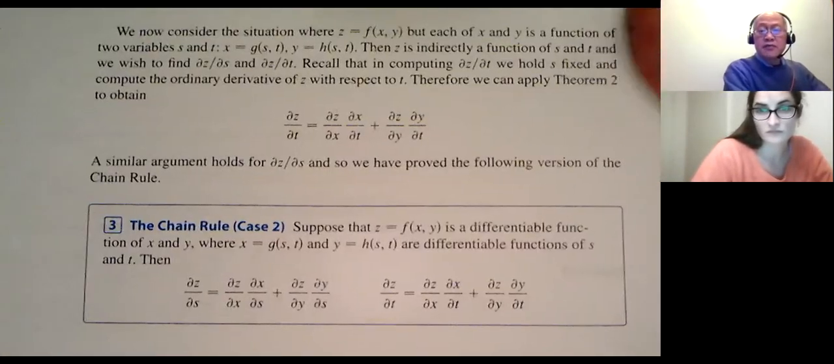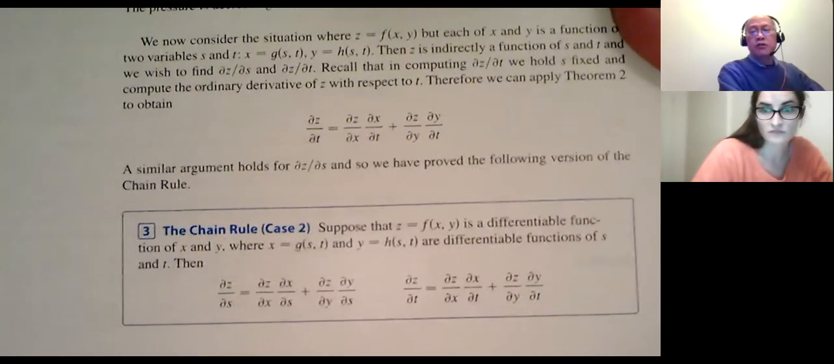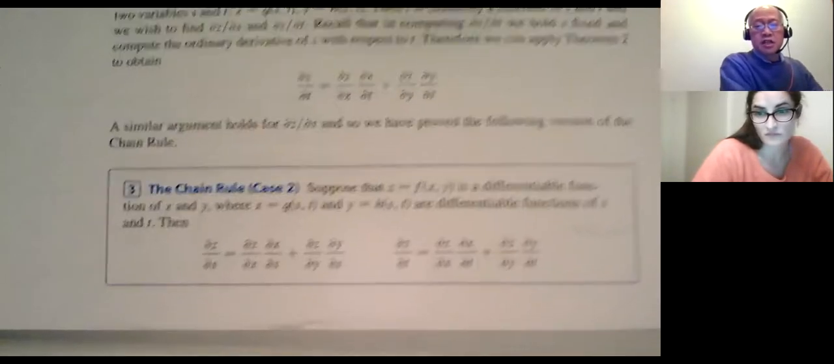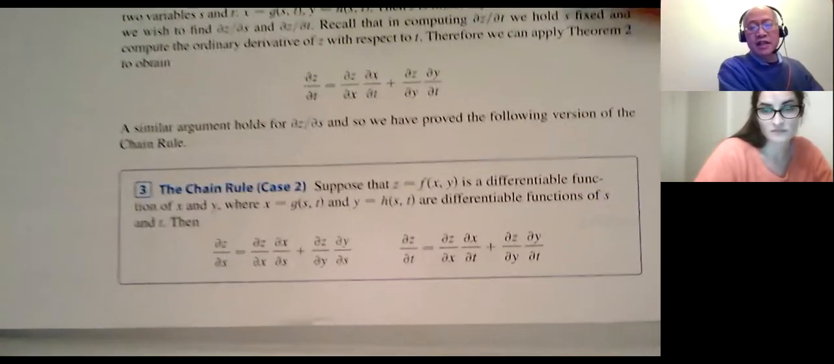So it says z is a function of x and y, which are functions of s and t. So you have two flavors, two varieties of it. Okay, so put this on your next cheat sheet. And yes, I don't think it's really that hard. It's just long and tedious sometimes.